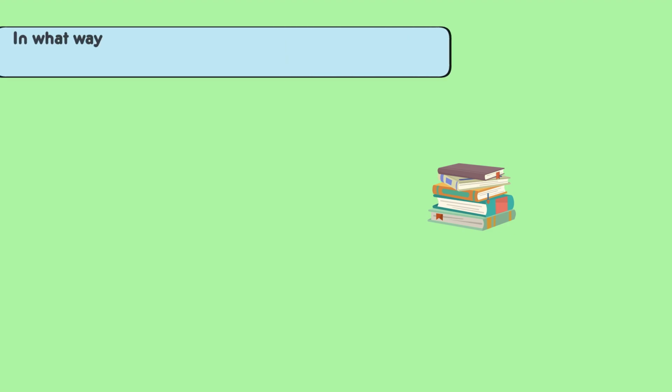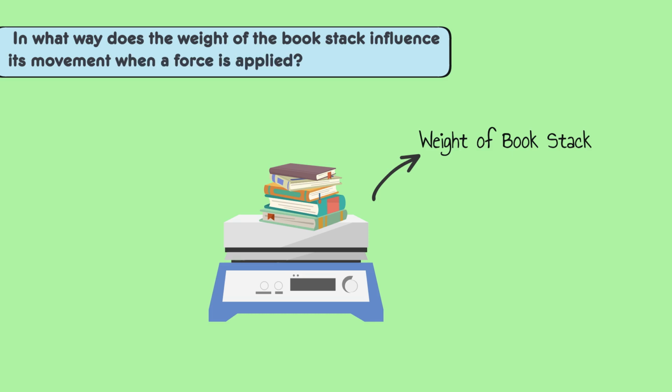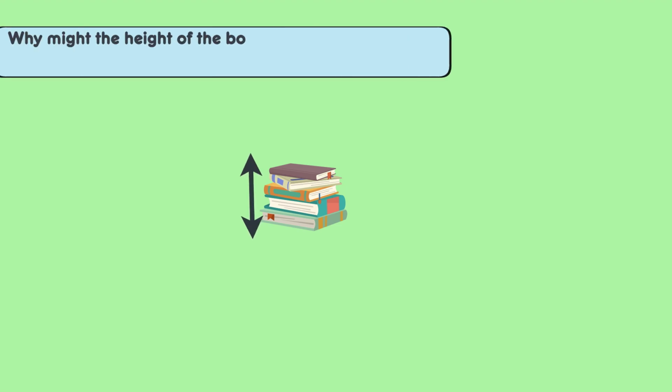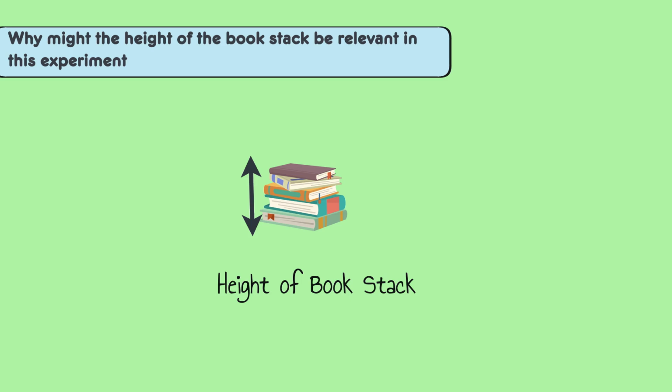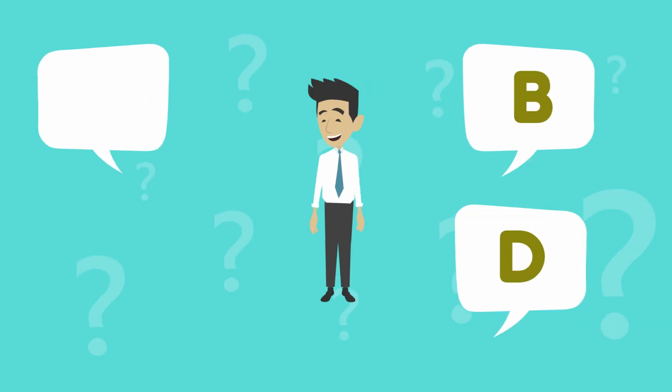Answer choice C. In what way does the weight of the book stack influence its movement when a force is applied? How can measuring weight help in comparing different trials? Answer choice D. Why might the height of the book stack be relevant in this experiment? How does height correlate with the book stack's mass and the force needed to move it? So go ahead and select the correct option and proceed to part B.